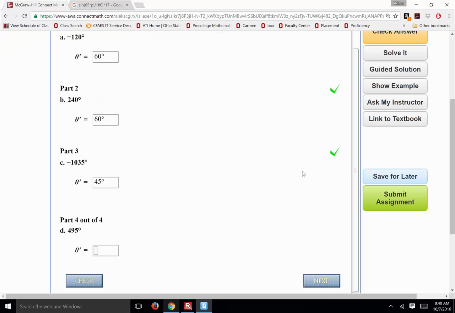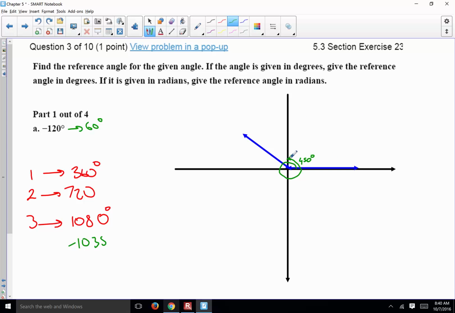How much do I need to go more? 45 more is gonna make it right between these two. 495 now. Okay? So that was 495 degrees. So how much are we short to make to the other side? 45. Because this was 45. Okay.